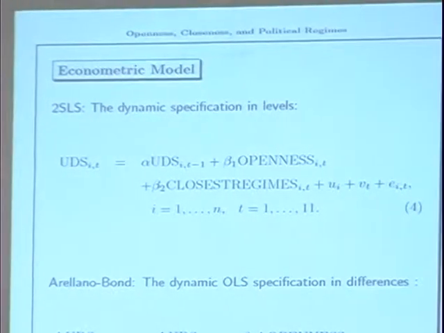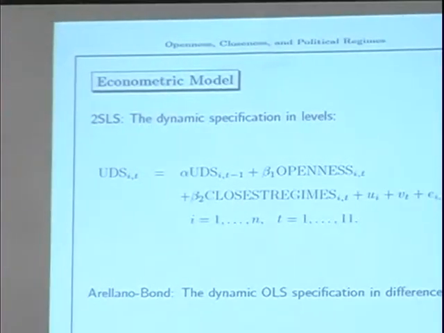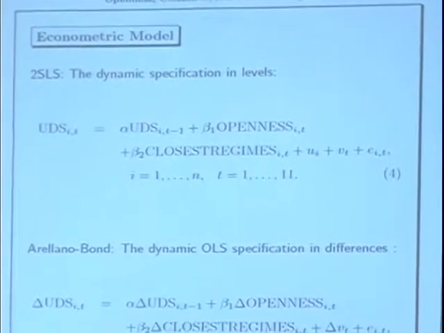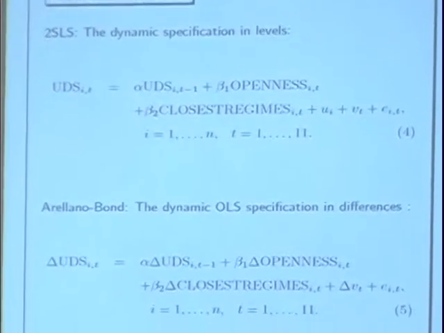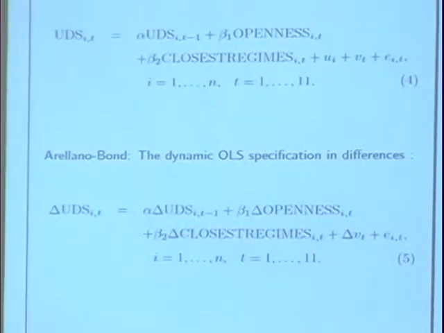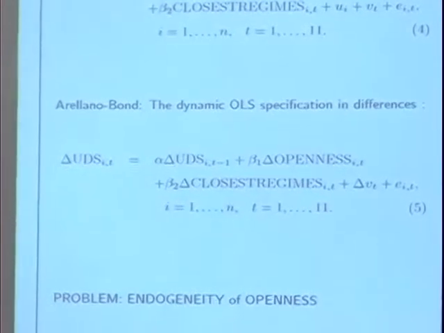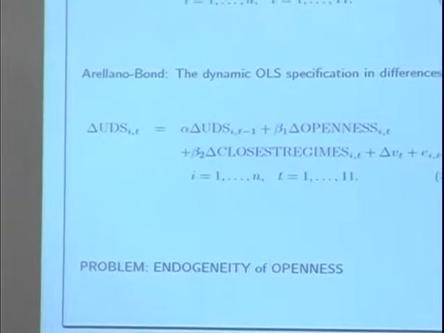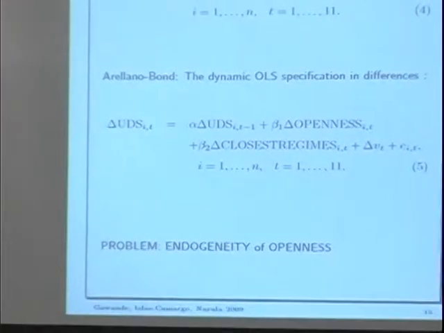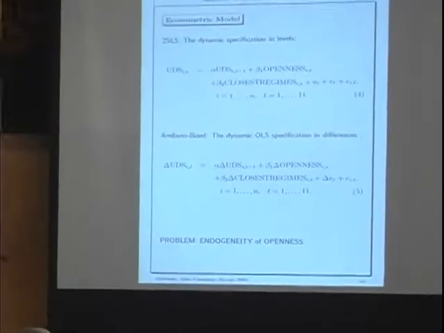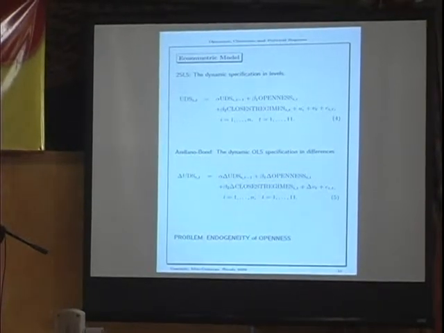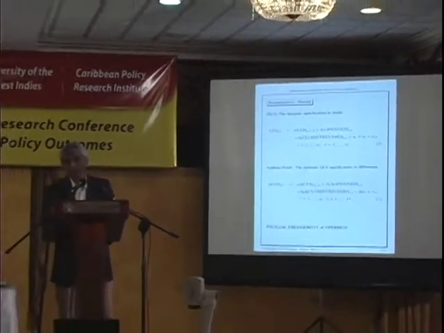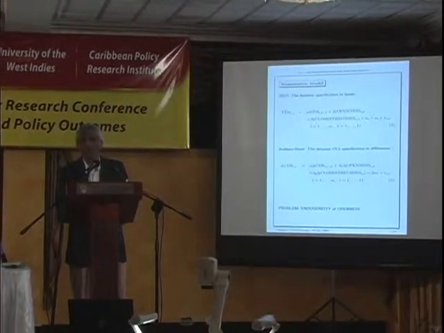But over 5-year periods, they may or may not be sticky, but still the lagged dependent variable is included. Plus beta 1 times openness it, and openness is measured as a standard measure of openness, exports plus imports as a ratio of GDP. I'll show you some sample means and within statistics. Then we include another variable which I haven't seen in the literature, but it solves two problems. It's called closest regimes subscript it, and closest regimes is the capital city to capital city inverse distance weighted average of the dependent variable.